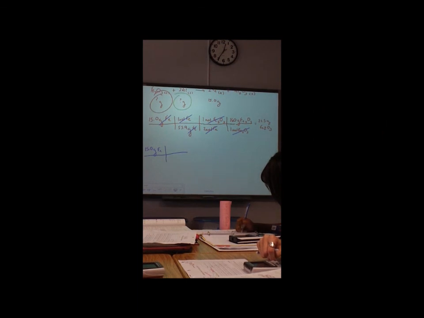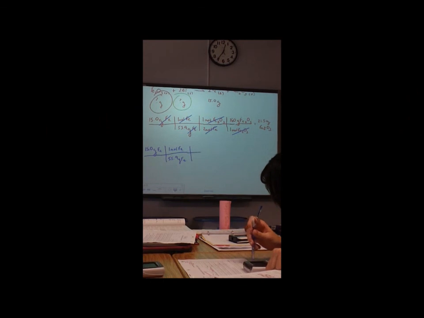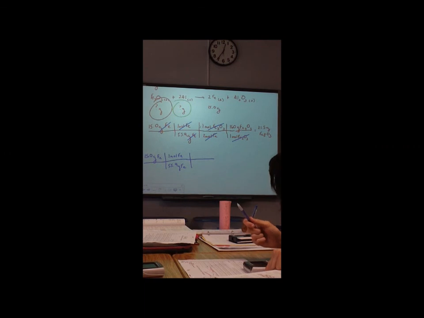Again, grams do nothing for me. I need moles. And the molar mass of iron has not changed from the first conversion to the second. So it's still 55.9 grams of iron per mole. As far as the balanced equation goes now, it takes 2 moles of aluminum to produce 2 moles of iron. So this comes from the balanced equation.